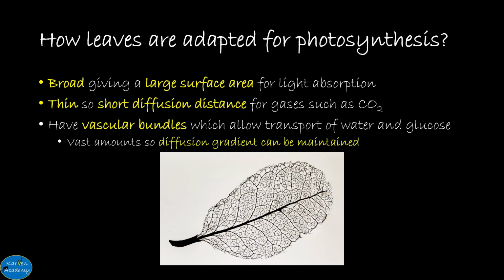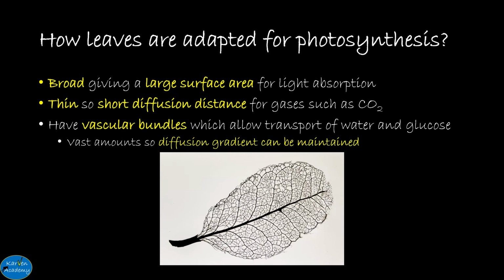And they have vascular bundles which consist of xylem and phloem, and we will discuss this in a later video. And these vascular bundles transport water and glucose. And because they're in vast amounts as seen in the diagram below, the diffusion gradient can be maintained. The diffusion gradient is like a slope. And you can see the video about diffusion and osmosis in my previous videos. So by being able to maintain the concentration gradient, the rate of photosynthesis can be kept at an optimum level.